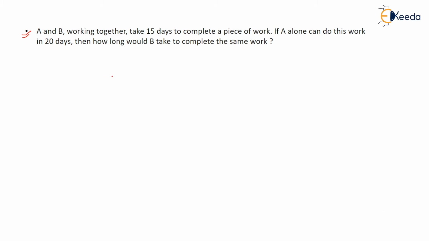So there are two persons, A and another person B. How many days are they taking to complete a particular work? 15 days, right? And A alone can complete the same work in how many days? 20 days, right? So you have to think of a number which can be divided by both 15 and 20. The number that comes to my mind is 60.